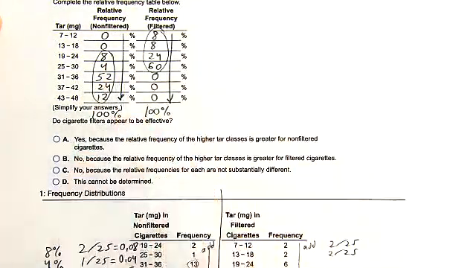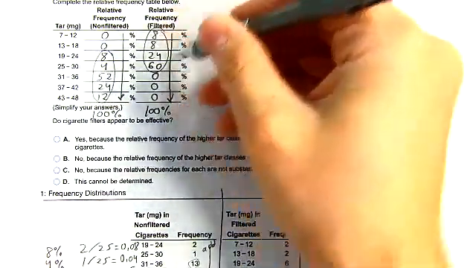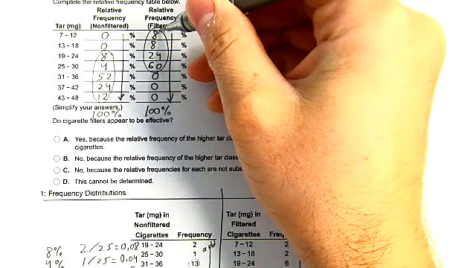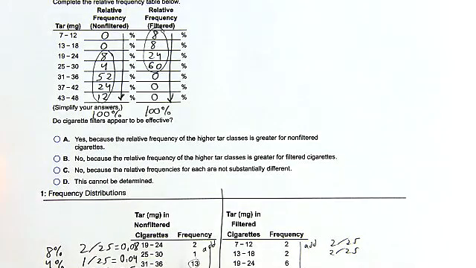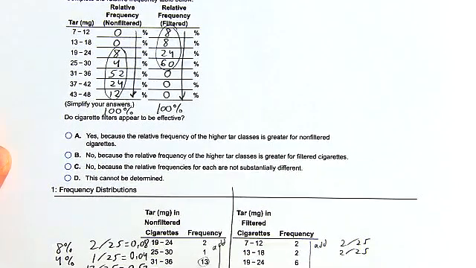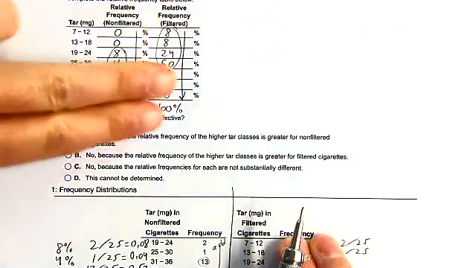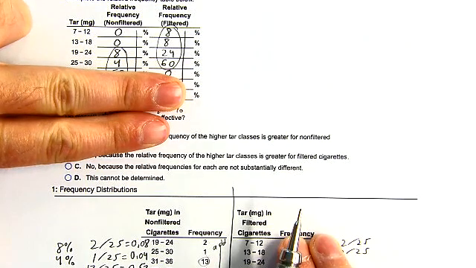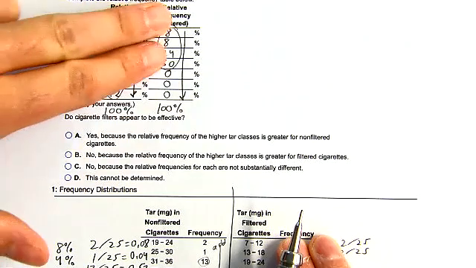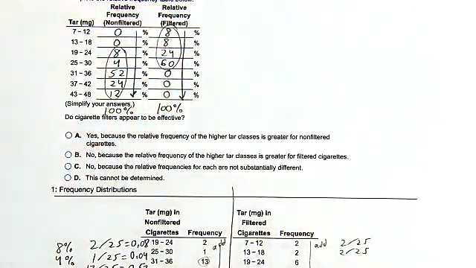So if you kind of just try to visualize it, you've got most of your numbers on the low end for your filtered cigarettes and most of your numbers on the high end for your non-filtered. So does it appear to be effective? I would argue yes. These filters are cutting off all these big levels of tar, right? They don't go above 30. If they weren't effective, these numbers would be much closer to each other. So the two bubbles would be much closer to each other.